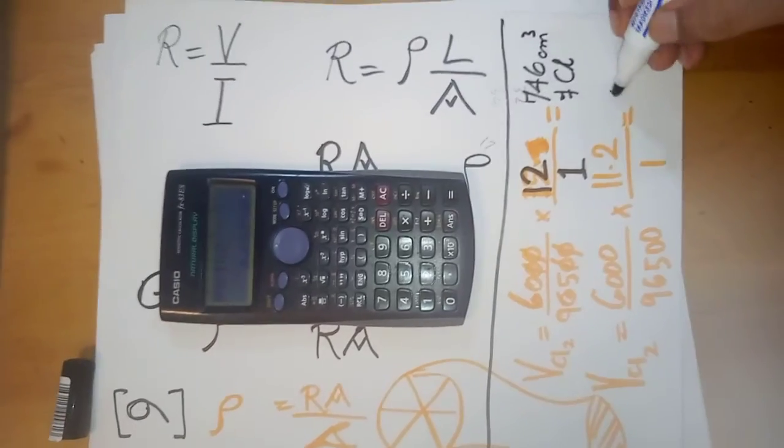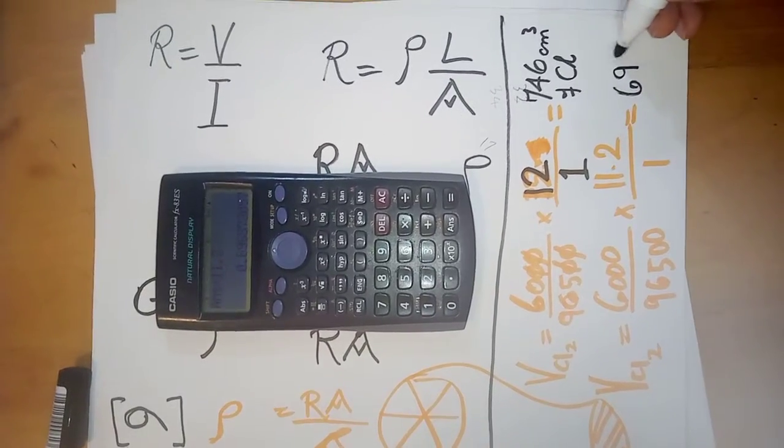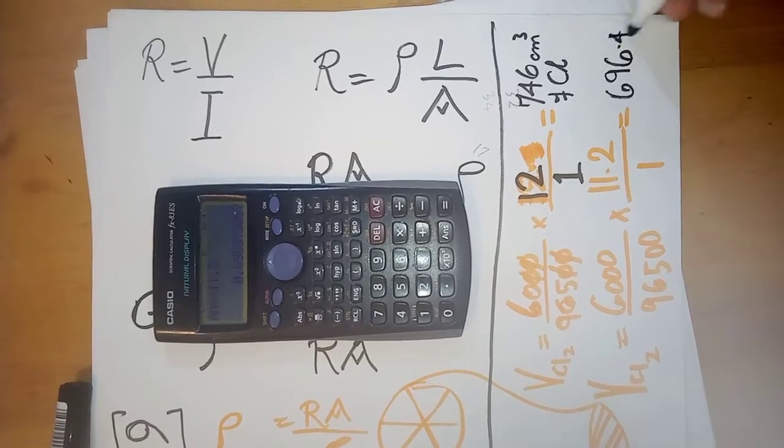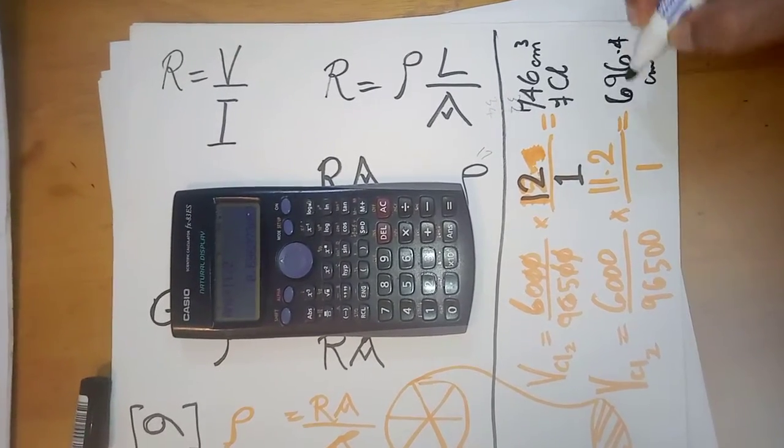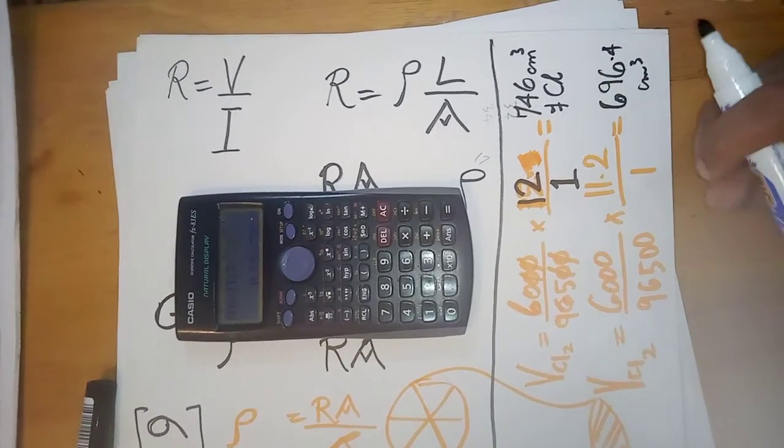That'll be 96.4 cm cubed. Quite a lot. It's just around about 1 litre. Quite a lot of chlorine.